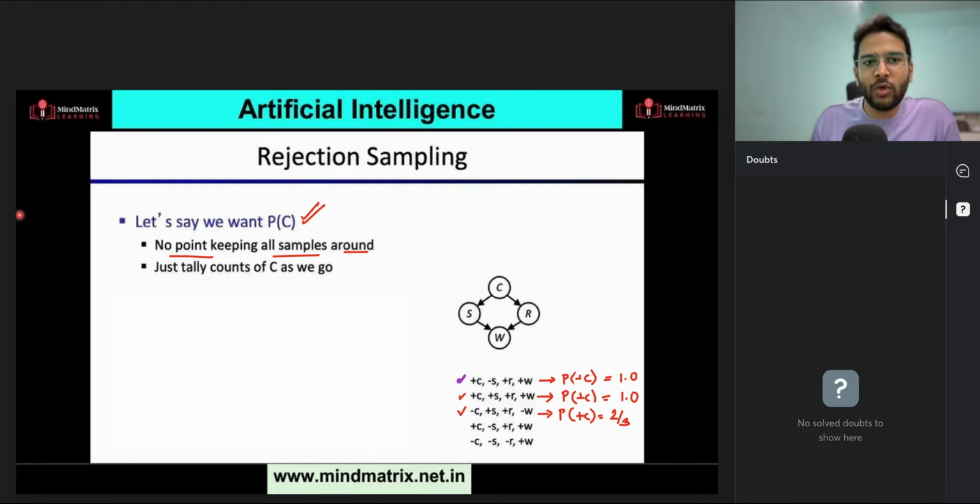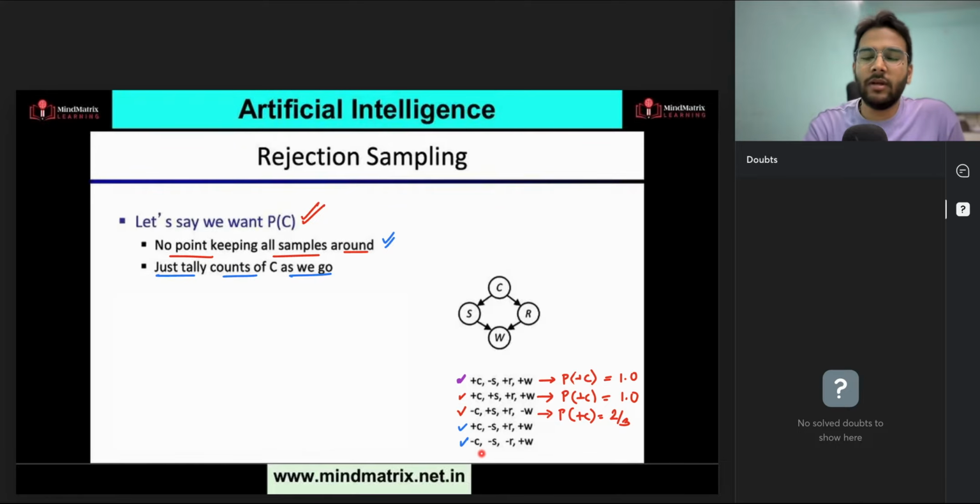So the same thing is mentioned over here: no need to keep all samples around. Whatever samples are coming, you can consider them and just tally counts of C as we go. As you get more and more samples, you just have to keep track of the count of C, and this is how you calculate the probability of plus C. Is this clear so far? Similarly, you can do it for this one also, as more and more samples are getting added. So this is fine, this you can easily calculate.